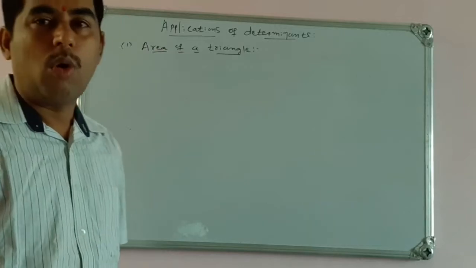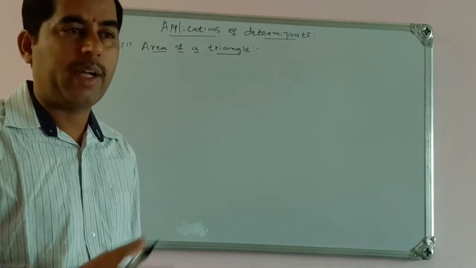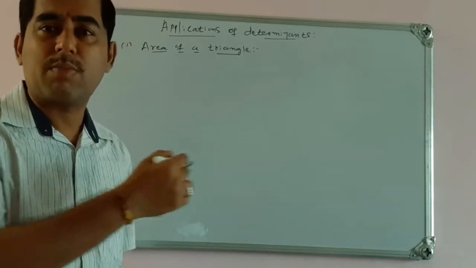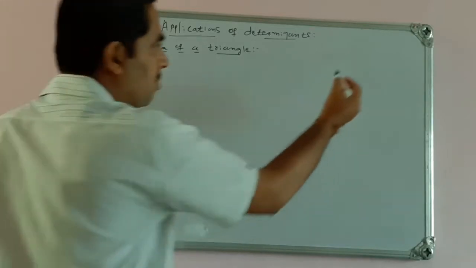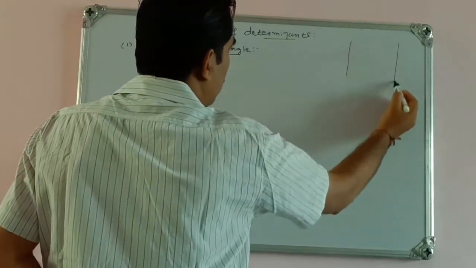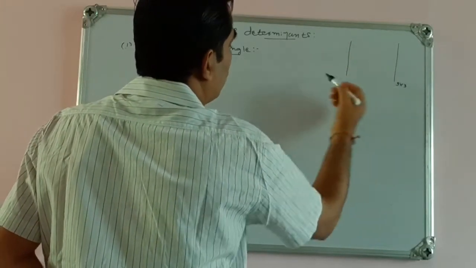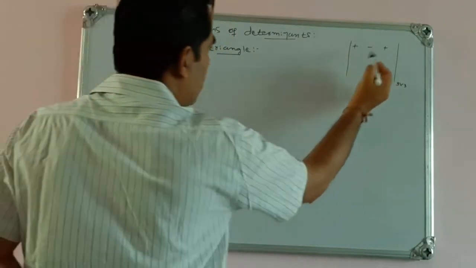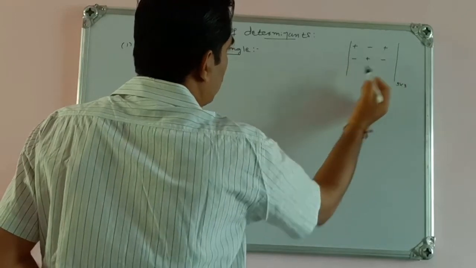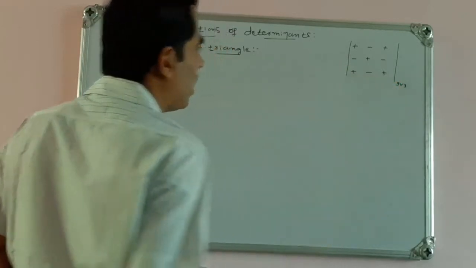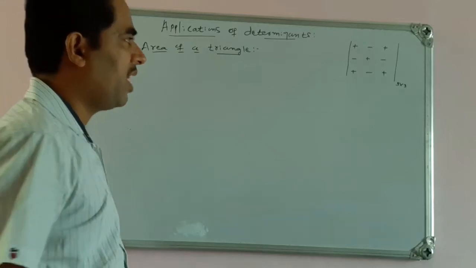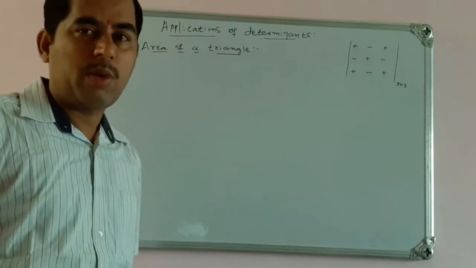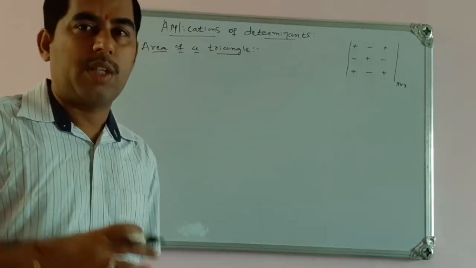We know how to expand a 3 cross 3 determinant. We can expand along any row or any column. We also know the signs: plus minus plus, minus plus minus, plus minus plus. In a determinant of order 3 cross 3, if we expand along the first row, we take the signs plus minus plus. If we expand along the second row, minus plus minus. If we expand along the third row, plus minus plus, or we can go along the columns also. All these things we have learned along with the properties of determinants.